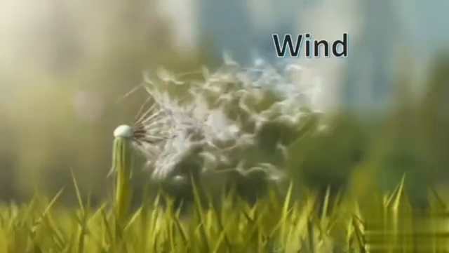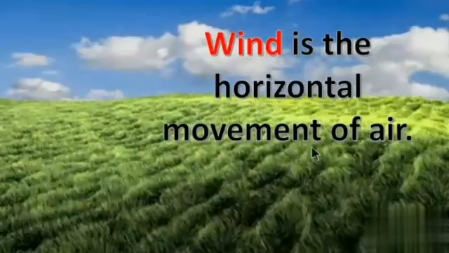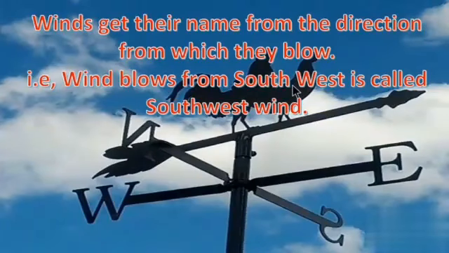Next topic, wind. What is wind? Wind is the horizontal movement of air. Winds get their names from the directions from which they blow. For example, wind that blows from the southwest is called a southwest wind.